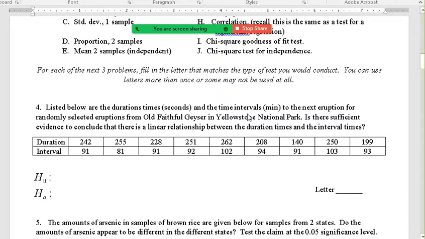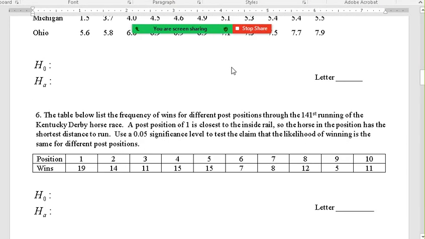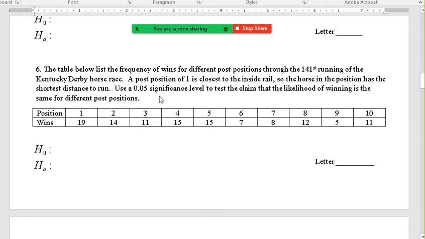I got to vote for I. Anyone else? Got a couple nods here. Yeah, it's I. So if the claim was correct, then the likelihood of winning is the same for all positions. That is, I should see about 14 wins per position.